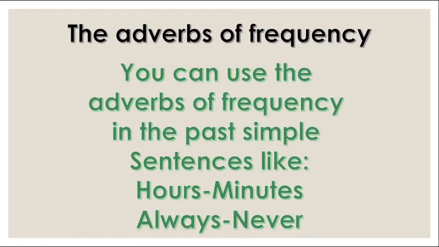The second rule to make sentences in the past is optional, but in some sentences it's very important. It is that you can put at the end of the sentence the adverb of time, for example, she stopped the car at 8 o'clock.